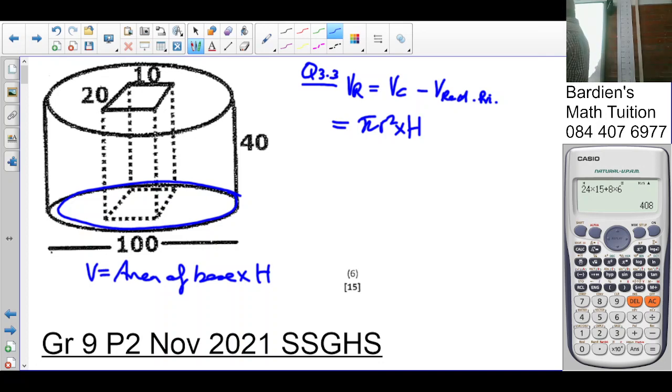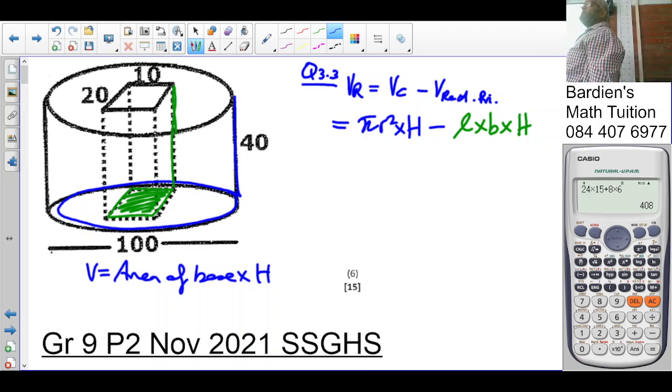Minus, sorry, not plus. How do you calculate the area of this base? Length times breadth, yes. Length times breadth times height, which is the height of this shape. Can you see that? Which is also the height of the cylinder here. The same height. Not so?